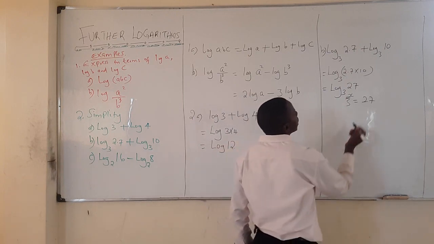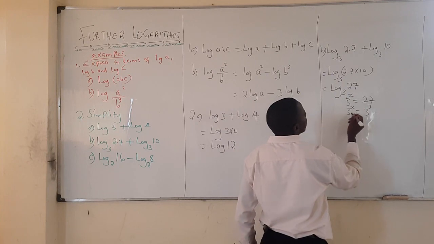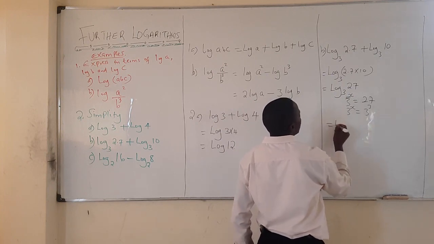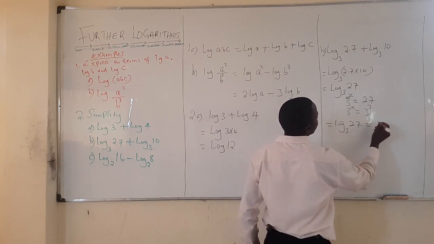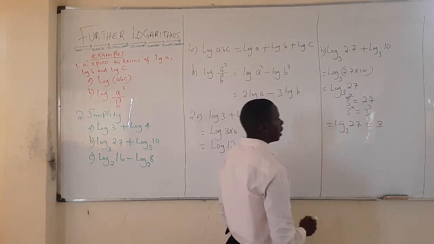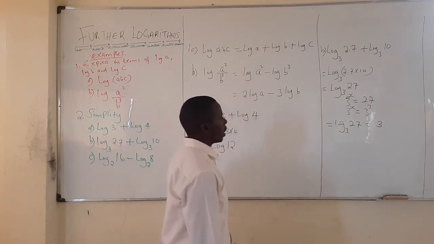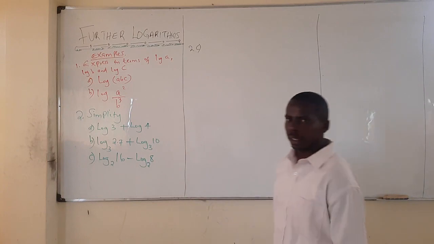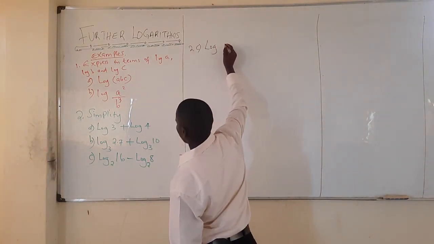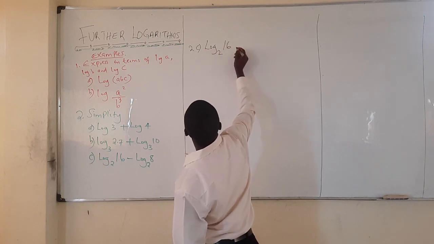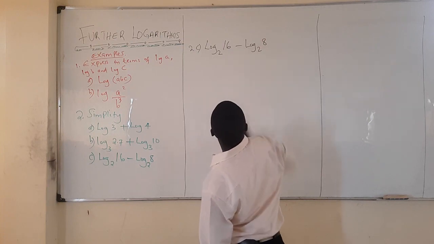Then in that case, this is going to be 3 power x is equal to 3 power 3. Hence, the log of 27 base 3 should be equal to 3. So the final answer there is 3. That is the log of 27 base 3. So number 2c, we have log of 16 base 2 minus the log of 8 base 2.